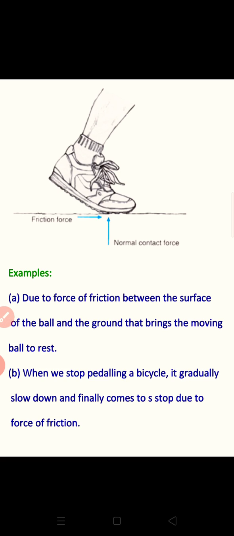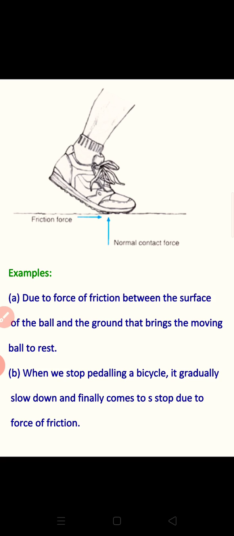Examples: due to the force of friction between the surface of the ball and the ground, the moving ball is brought to rest. Maybe you have noticed that whenever you hit the ball, or kick the football, at a certain time the ball stops moving. It stops moving because of the friction force, because friction force is working against the motion of the moving ball.